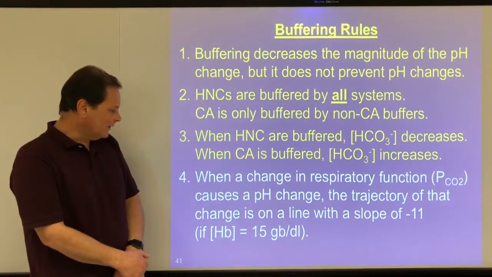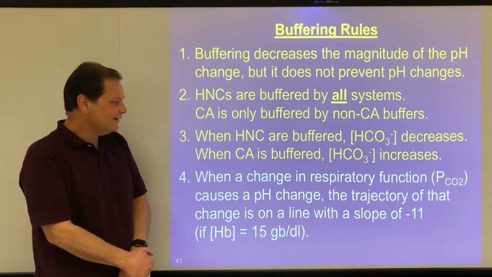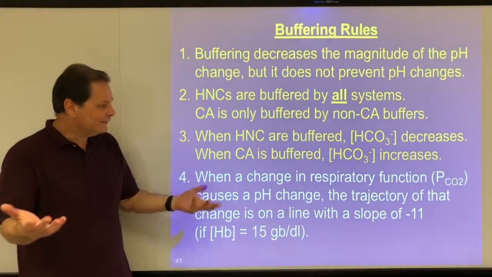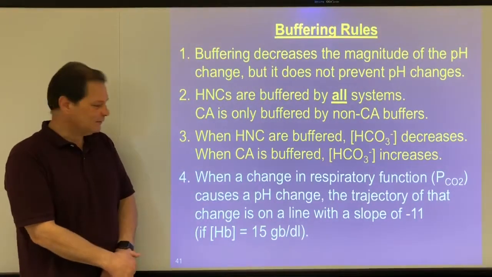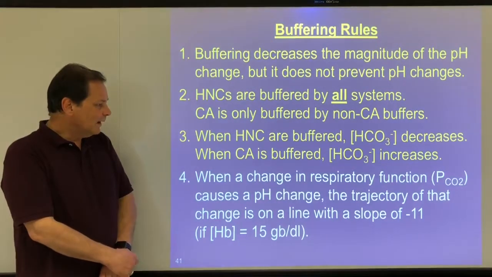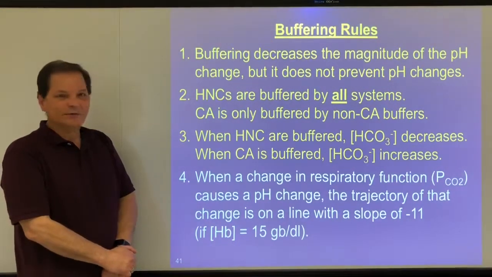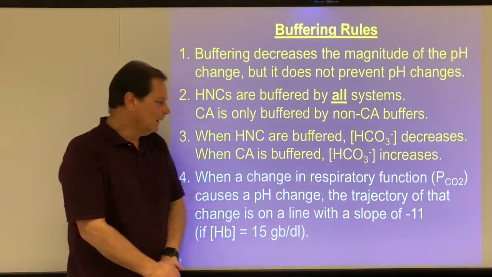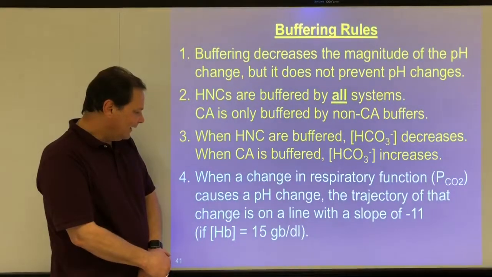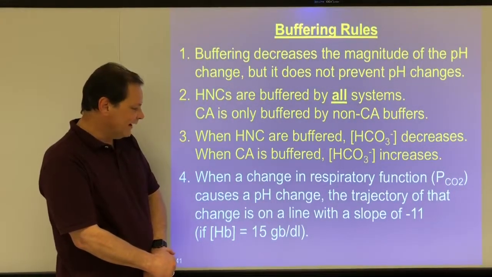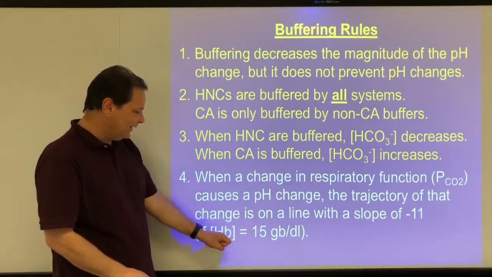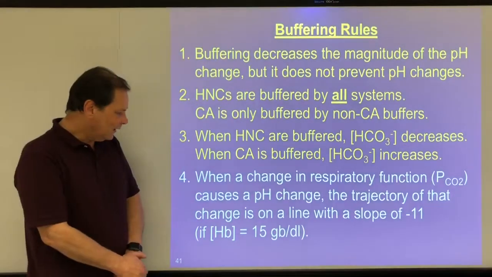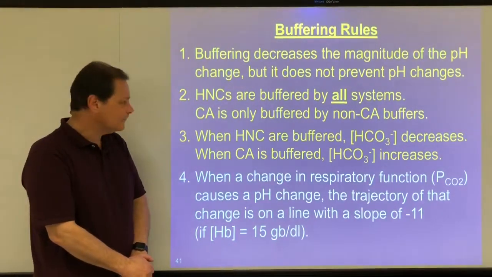When a change in respiratory function causes a pH change, the trajectory of that change is on a line with a slope of minus 11. I said 11, it's minus 11 actually, okay? So that means that when your pH goes up, your bicarb will drop, okay? Like this. And when your pH goes down, your bicarb will be produced. That's assuming that hemoglobin is normal, okay? 15 per deciliter, okay? All right.